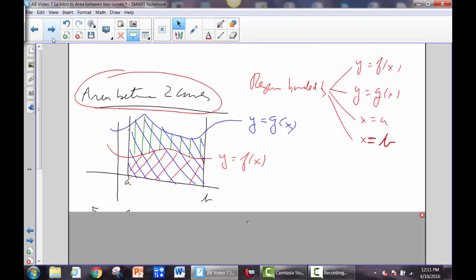Okay, so now let's talk about the area between two curves. So now we have the region bounded by y equals f of x.